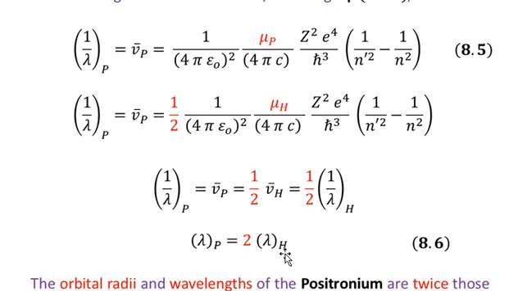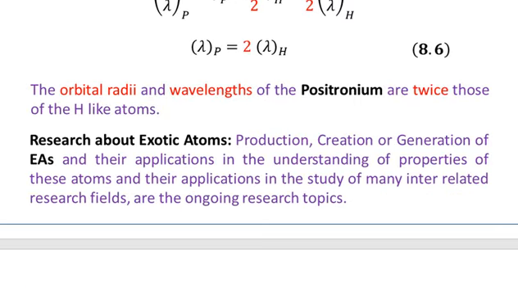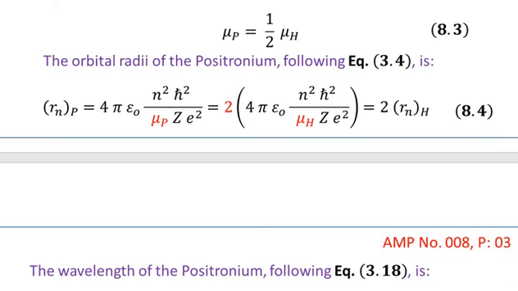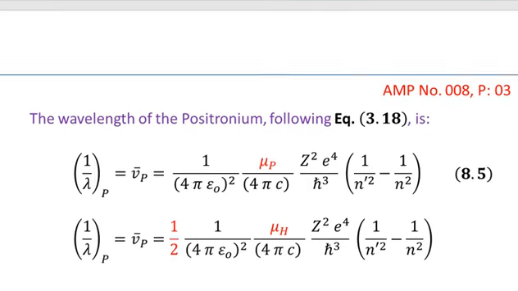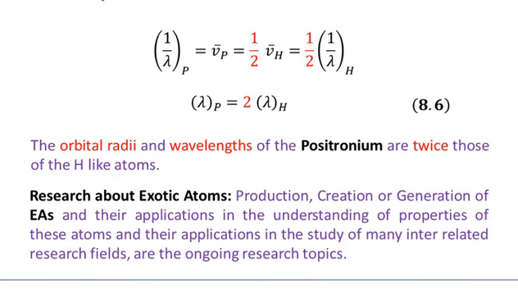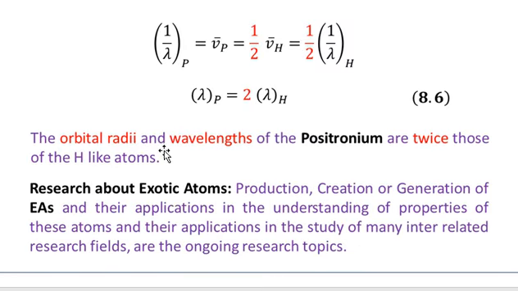This is when the transition is made between the same two quantum states, that is between the quantum state n and the quantum state n prime. So thus we can say that from the previous equation, that is from this equation given in equation number 8.4 and following equation number 8.6, we can say that the orbital radii and the wavelengths of the positronium are twice those of the hydrogen-like atoms.